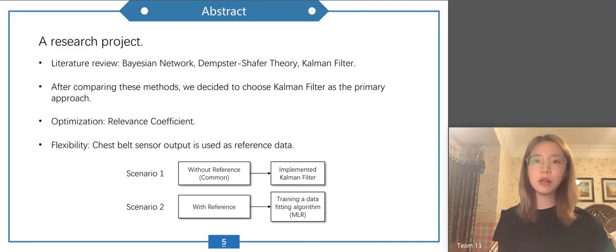Chest belt sensor output is used as reference data. Scenarios without and with reference data are considered, while the former is the most common case. For this case, the implemented Kalman filter makes the project more accommodating. Moreover, for the scenario when some reference data can be made available, training a data fitting algorithm by multiple linear regression is also built to make the fused data more reliable.